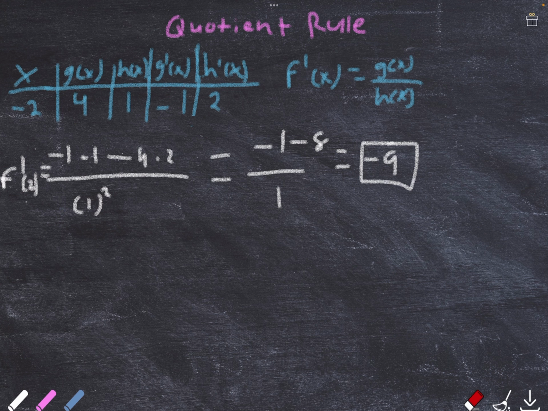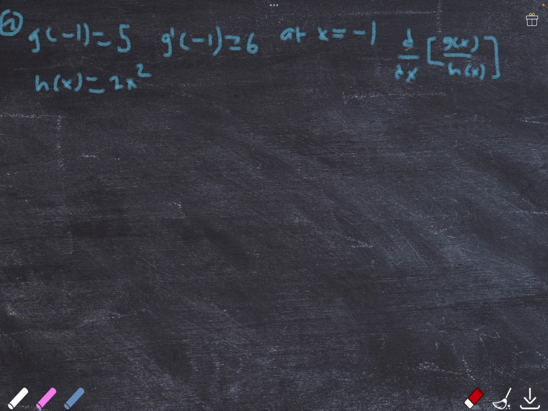That's simple because it's a graph. So now this is going to be our second problem to solve, and we're given g of negative 1 is 5 and g prime of negative 1 is 6. We're also given h of x is equal to 2x squared, but we need h prime of x. So we take the derivative of 2x squared, which is 4x.